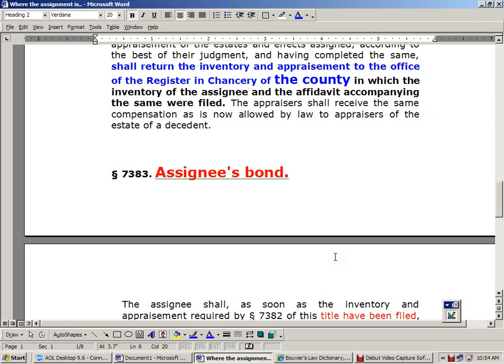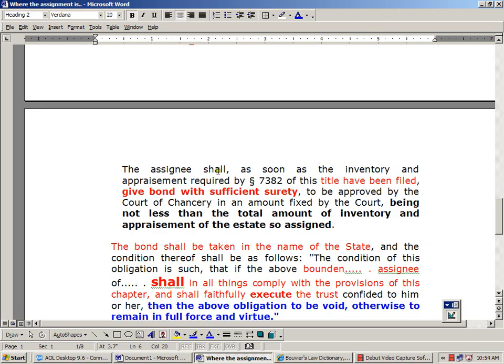Assignee's bond. The assignee shall, as soon as the inventory and appraisement required of this title have been filed, give bond with sufficient surety to be approved by the Court of Chancery in the amount fixed by the court, being not less than the total amount of the inventory and appraisement of the estates so assigned. So you've assigned your stuff. They've done an inventory. They come up with an amount. Now the guy that you assigned it to, like the bank, has to put up a bond along with an affidavit under penalty of perjury.